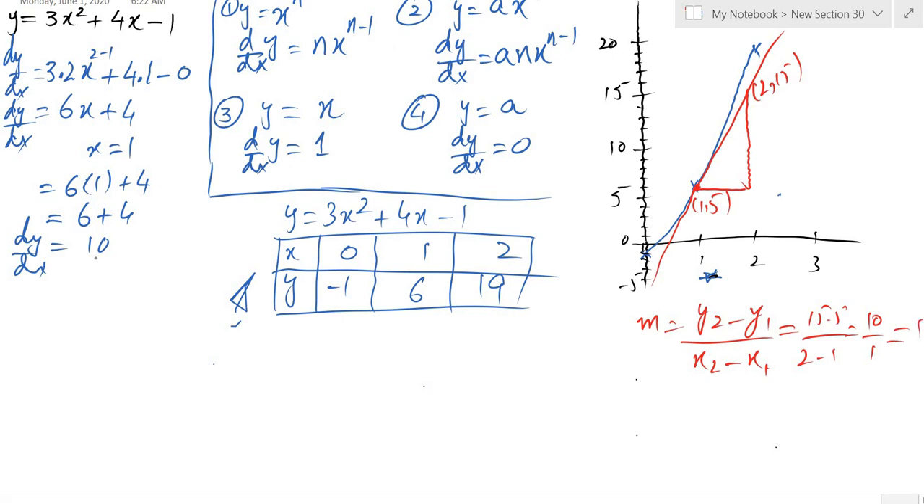Wow, we can see that the same gradient, dy over dx, which was 10 when x was 1, is also 10 here. So it means that this dy over dx is giving us the gradient. We are finding the gradient through it. Basically, if the equation of distance is given, and we differentiate it with respect to time, it will give us speed or velocity.